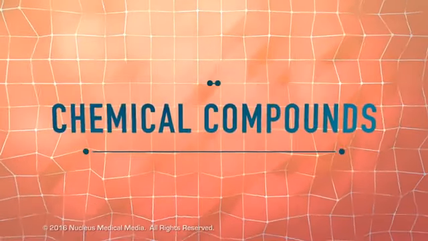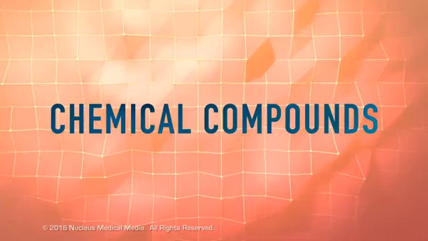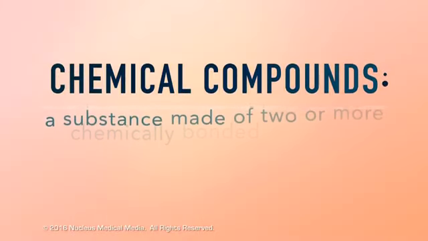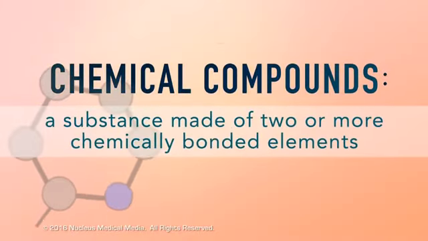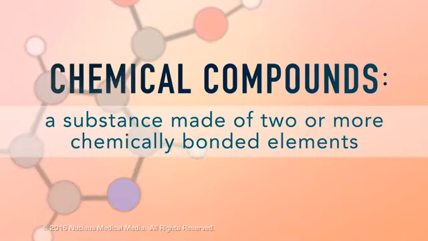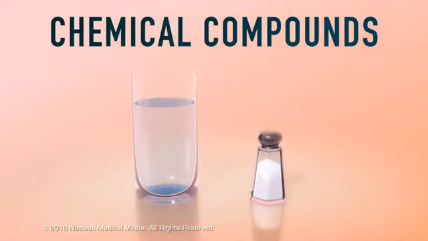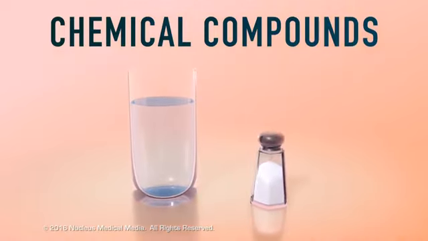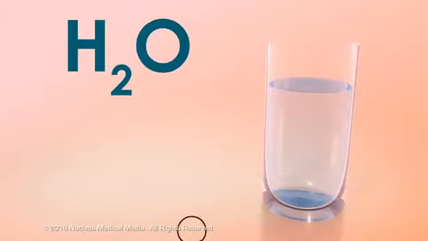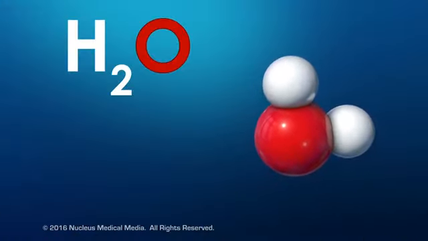Structure and elements, let's look at chemical compounds. A chemical compound is a substance made of two or more elements that are chemically bonded together in fixed proportions. Common examples are water and table salt. You've probably heard of H2O. That's a chemical formula for water.